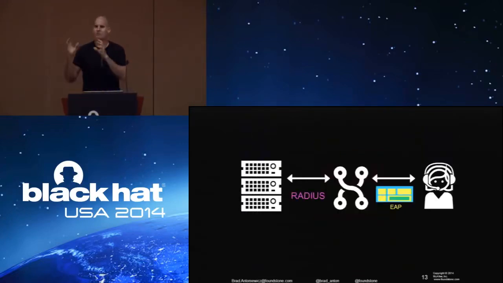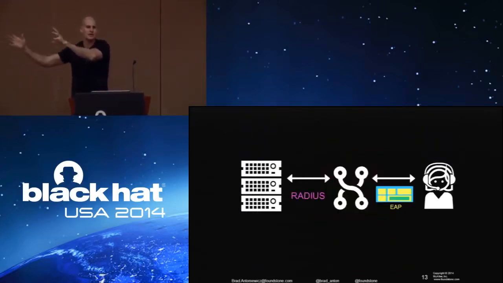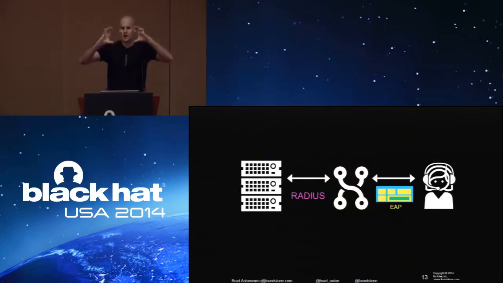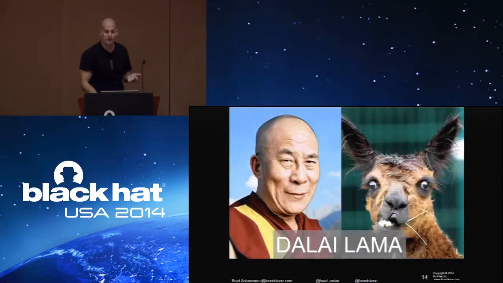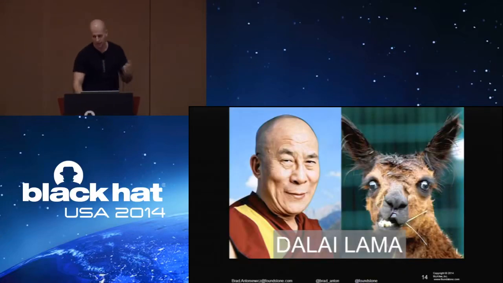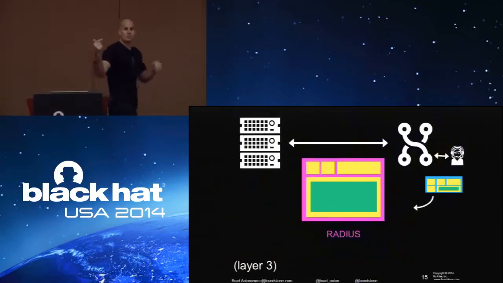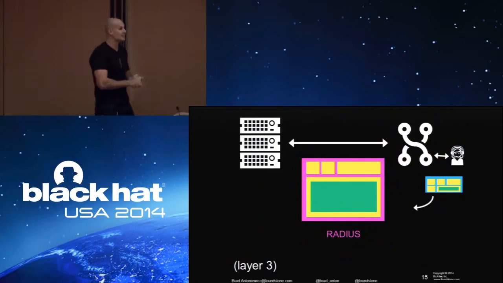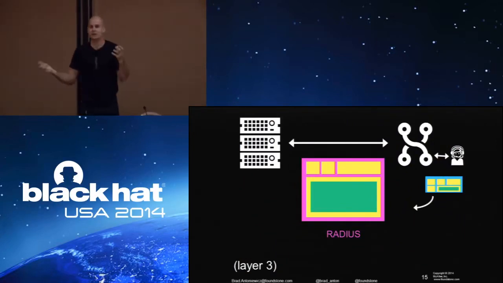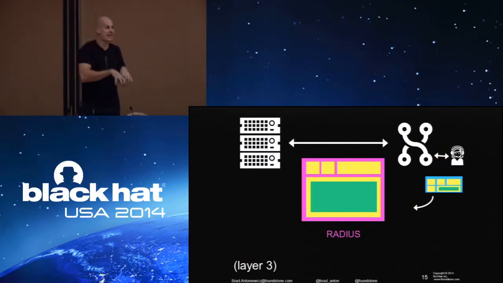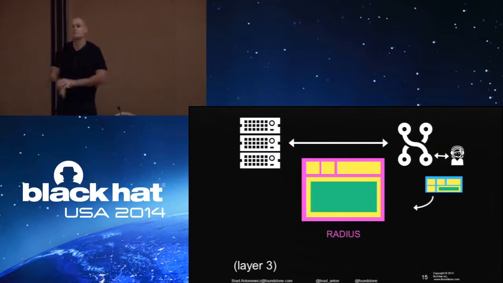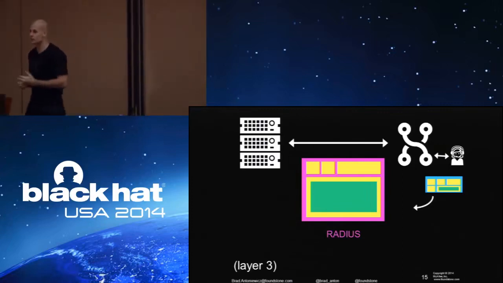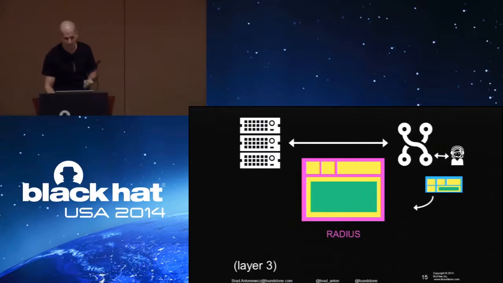Now, once that EAP packet comes from the client to the authentication server, then something sort of interesting happens. The access point or the authentication, there's the Dalai Lama, I don't know. Anyway, within that, there's this decapsulation that happens at the access point. The access point decapsulates the data from 802.1x, re-encapsulates it within RADIUS, and then passes it over for the RADIUS server to process and understand.